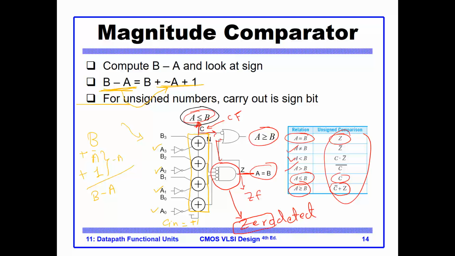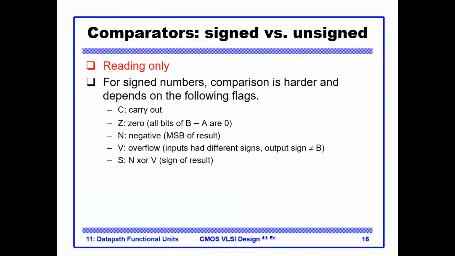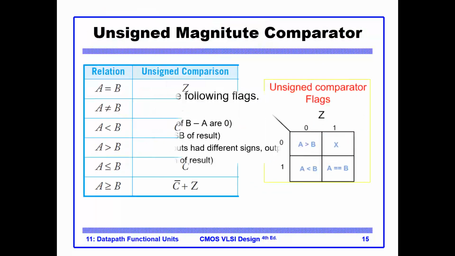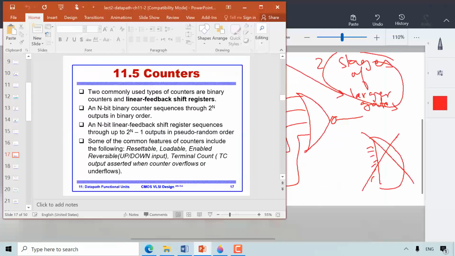Okay, understand one thing: all of this we have done is for unsigned numbers. For signed numbers, things are a little more complicated, and we will not cover this in the class because we need the carry, the zero, the negative, the overflow flag, and the sign flag, and it gets a little messy, so we'll leave it for a higher-level class. We are going to stop at counters, and we will finish it off next class. And thank you very much.